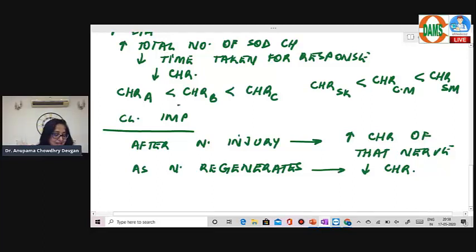Yes, a nerve does regenerate. Nerve does regenerate. All right. So this is as far as your strength duration curve is concerned.